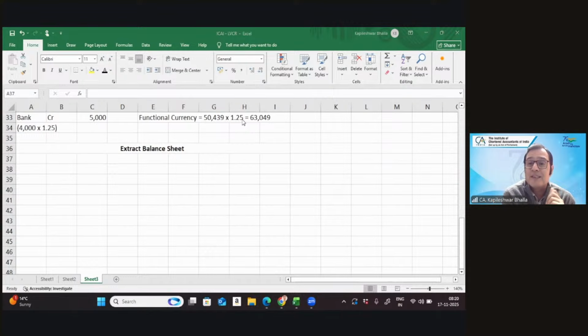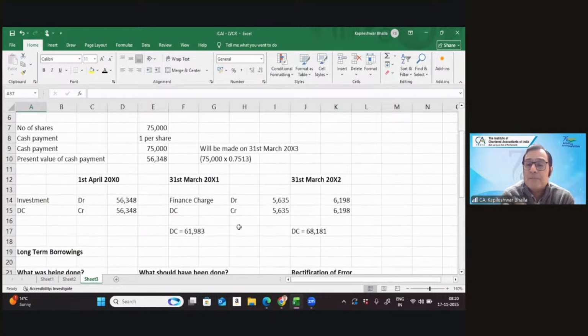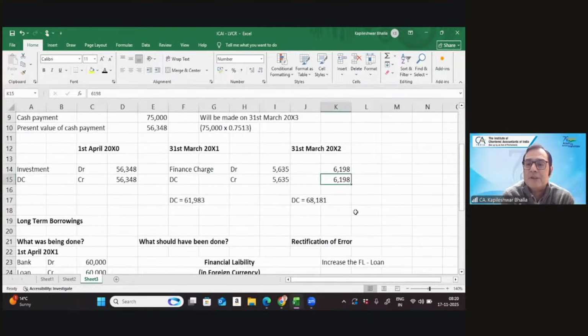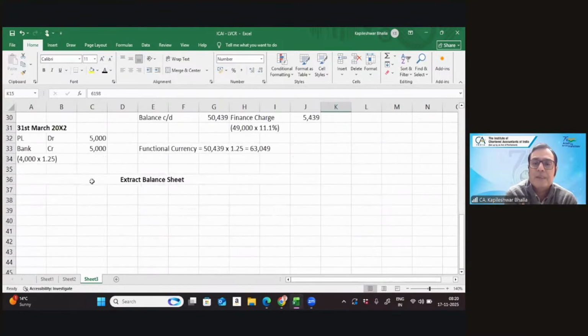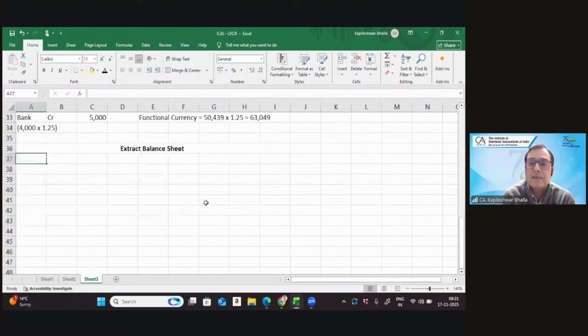It looks like a single entry system and then a rectification. Okay, now considering the rectifications of error, I guess what I need to do is update the DC and update the finance chart. So this is the missing entry which needs to be done. So let's do the extract balance sheet. I think the changes are typically on the liability side. I don't see any changes practically coming on the asset side. So let's consider equity and liabilities.